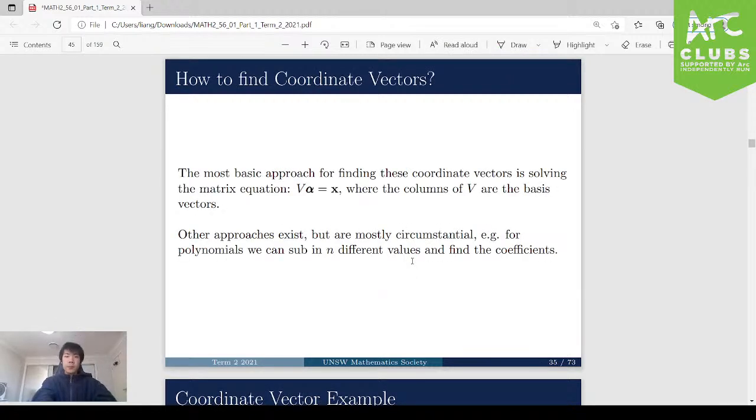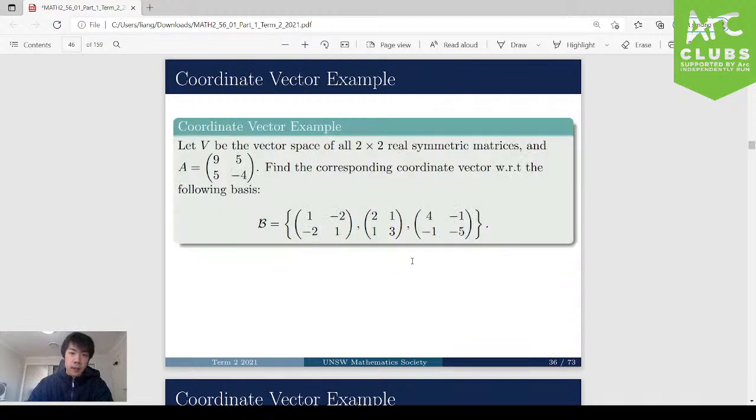So how do we find them? The most basic approach is to find them by solving the matrix equation V times alpha equal to x, where the columns of V are the basis vectors. Okay. So let's have a look at an example. Let V be the vector space of all 2 by 2 real symmetric matrices.